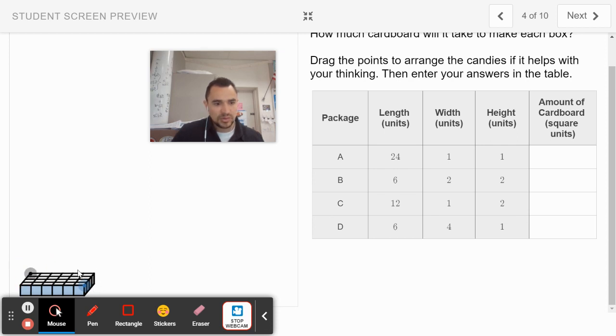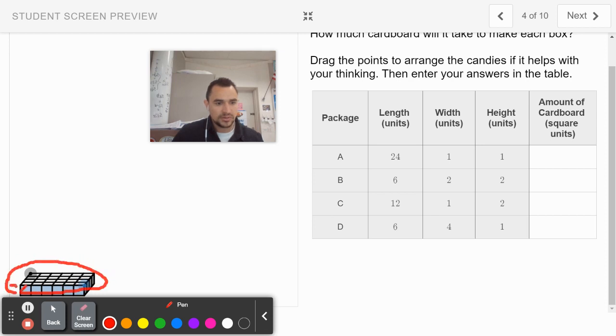On the back side, 11, 12, 13, 14, 15, 16. On the left side, 17, 18, 19, 20. There's 20 around. And then you've got to count here. So there's 4, 8, 12, 16, 20, 24. So 24 on top and then 24 on the bottom. So that's how you figure it out.